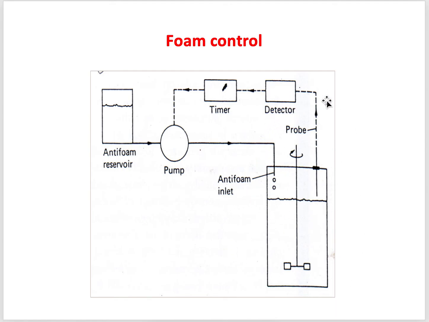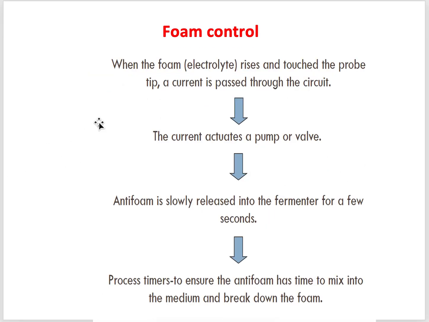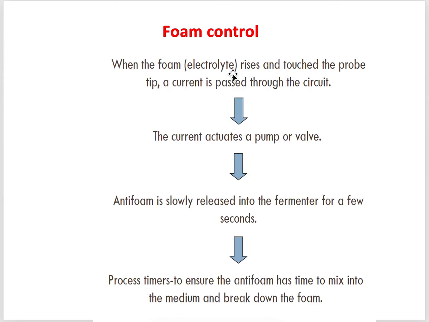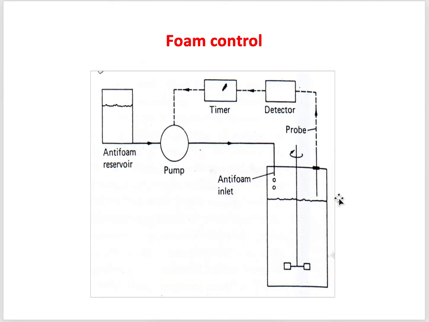Probes are used to measure the foam. In the foam there are electrolytes, so the foam detector probe can detect the electrolytes of the foam. If the foam detector electrode detects the electrolytes of the foam, it will generate a signal and pass the signal to a detector.